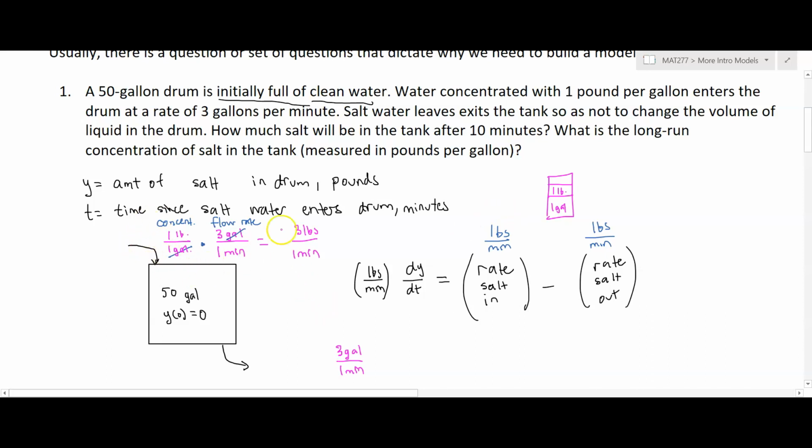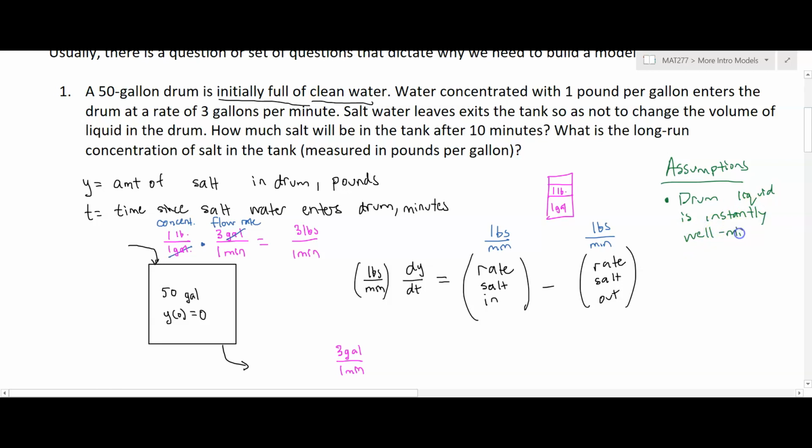But here's the thing. Those 3 pounds, we're going to make a key assumption here. And that key assumption, which I'm going to put off to the side, is first of all that the water is always well mixed. So the tank, the drum water, or drum liquid, is always, or instantly, well mixed. We'll use that word.